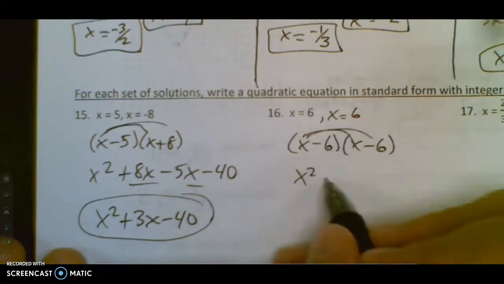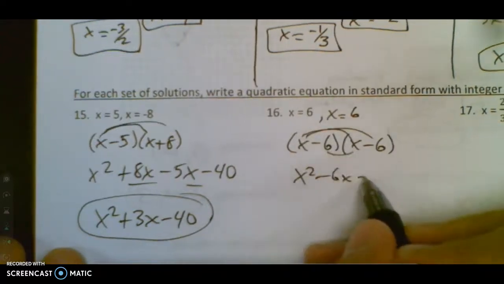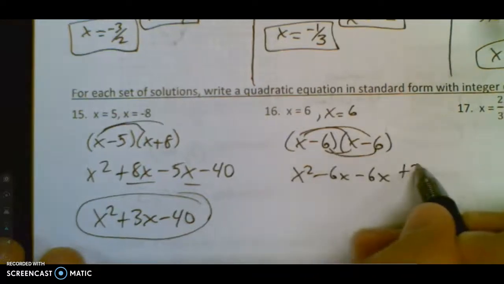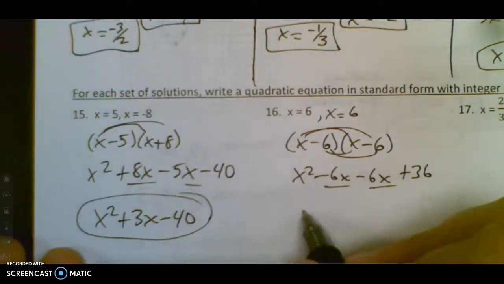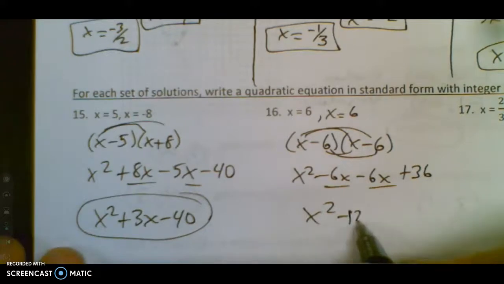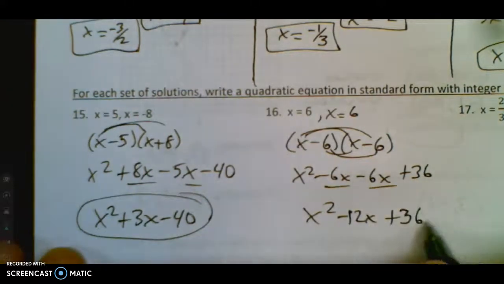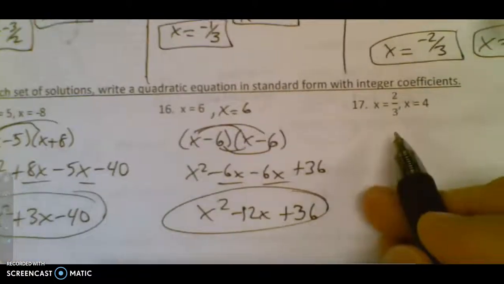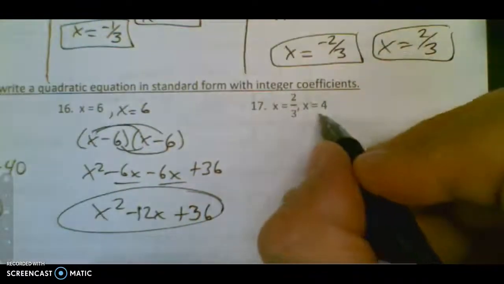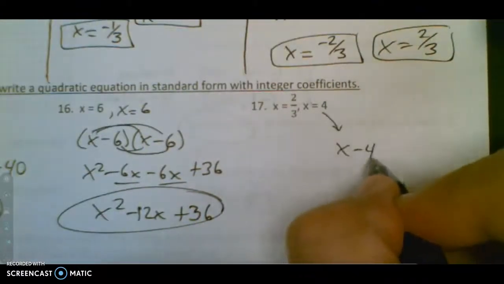X squared minus 6x minus 6x plus 36. Combine like terms. Boom. This one's a little sneakier, but it really helps. You know this one's going to be an x minus 4.